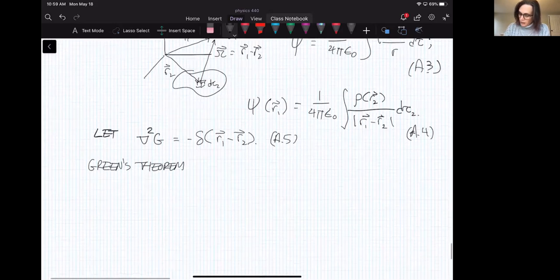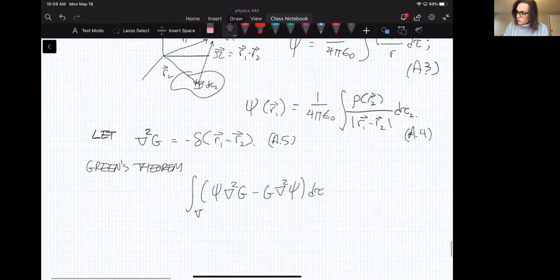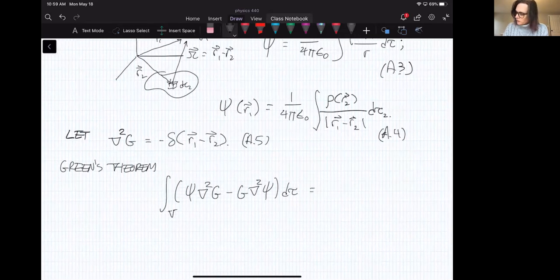So what we're going to do then is look at the integral over the volume of psi times del squared g minus g del squared psi d tau. We're doing this because of how we've defined this function G, and also because we kind of know where we're going with the answer. By using Green's theorem, we can transform that volume integral into the surface integral of psi times the gradient of g minus g times the gradient of psi, dot d sigma.